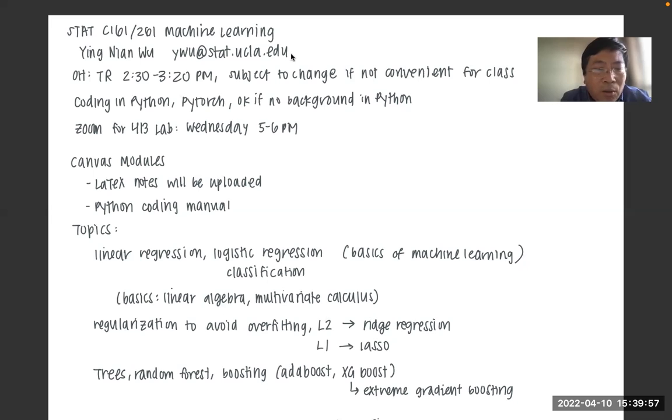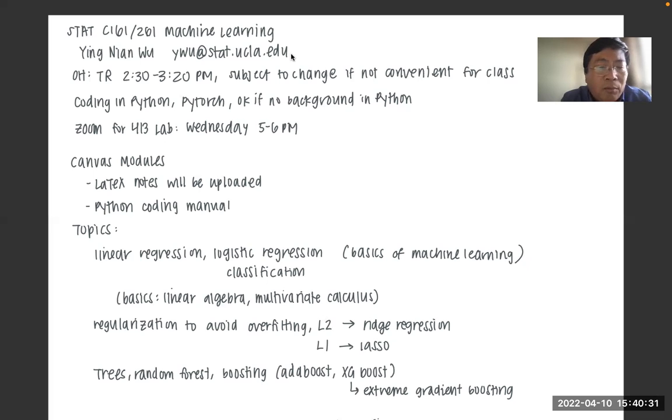So let me go over the topics we are going to cover for this class. And we start from linear regression and logistic regression. So logistic regression is also sometimes called classification. And these two types of models are the basic building blocks for machine learning. So later you will see that most of the machine learning methods are based on these two types of models.